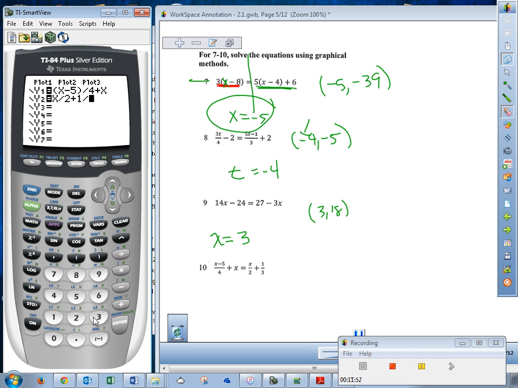1 divided by 3, because your calculator does the order of operations, so it'll do the addition last. It'll just look like that. If you want to be safe and put the whole thing in parentheses, it won't hurt it. Zoom 6M, see if that works. Yes, it does. All right.